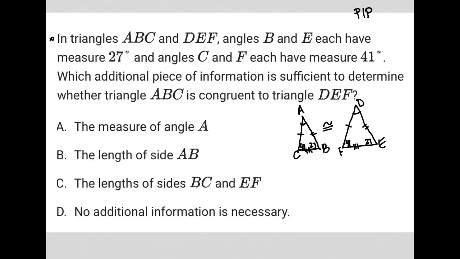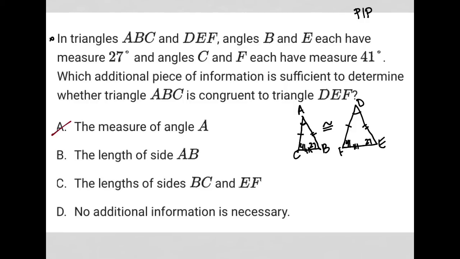So answer choice A says the measure of angle A. Again, knowing measure A doesn't help anything. In fact, we already know it. We don't have to be given the measure of angle A. We can deduce the measure of angle A. We can deduce that the measure of angle A is equal to the measure of angle D. So that information is not sufficient to determine that these two triangles are congruent.